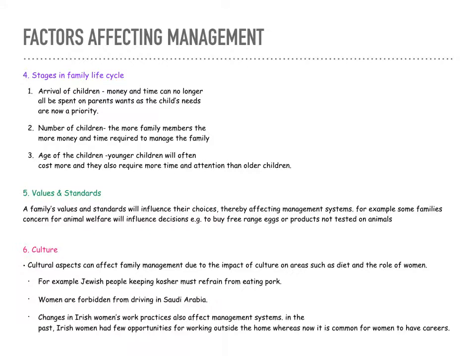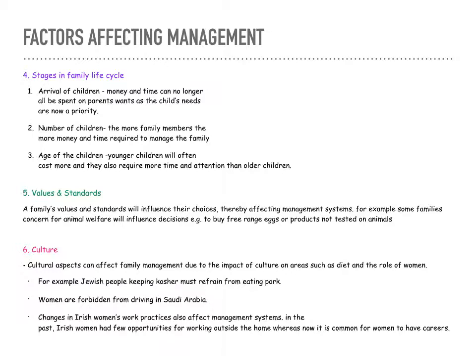Next would be the stages in the family life cycle. For example, arrival of children. Money and time can no longer all be spent on the parents' wants, as the children will need things now and they become a priority. The number of children in the family also affects management. The more family members, the more money and the more time is required to manage that family. Or the age of the children. Younger children often cost more because of childcare and the attention that they require.